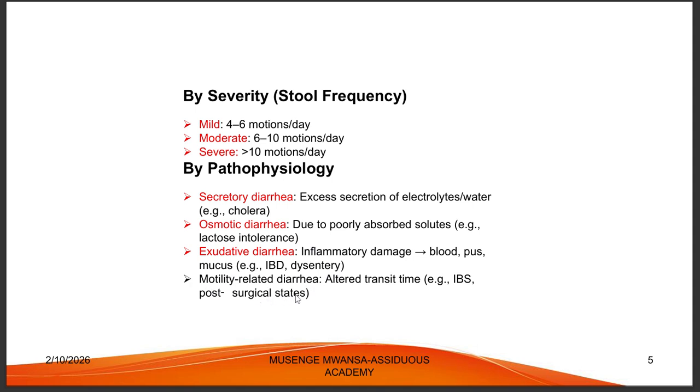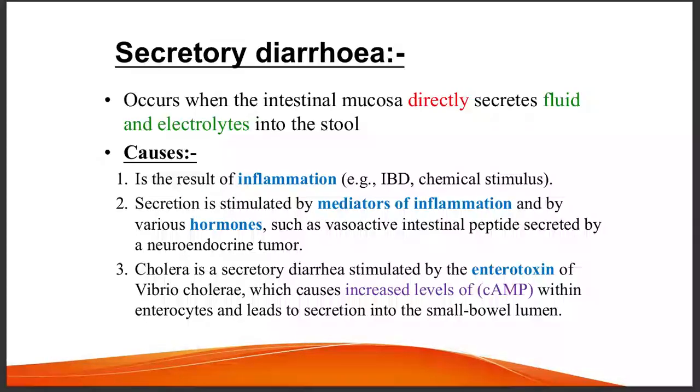There's also motility-related diarrhea, where there's altered transit time. There's just a problem with motility, movement in the GIT. For example, in inflammatory bowel disease, even after surgery.